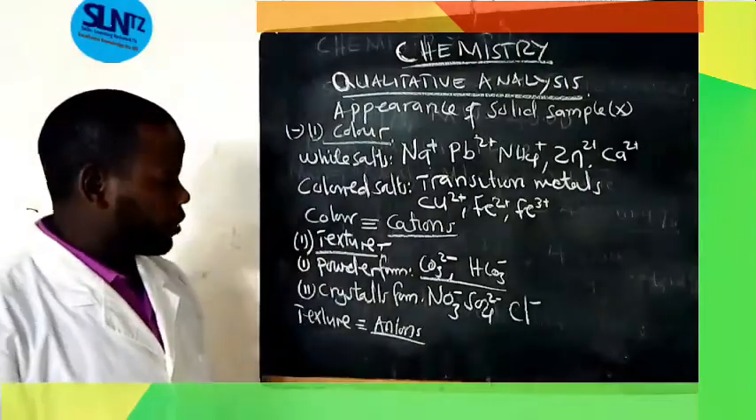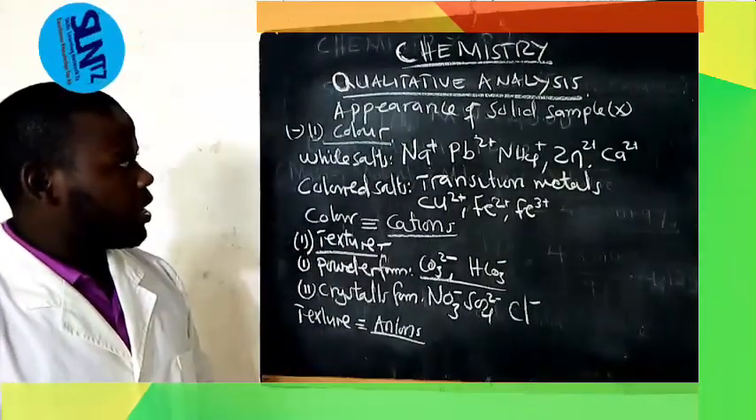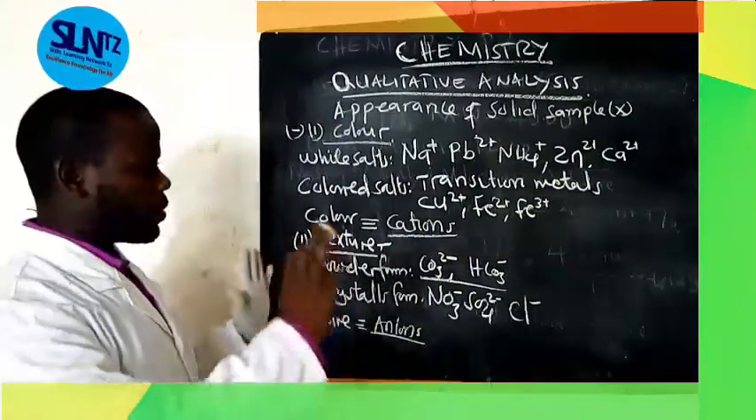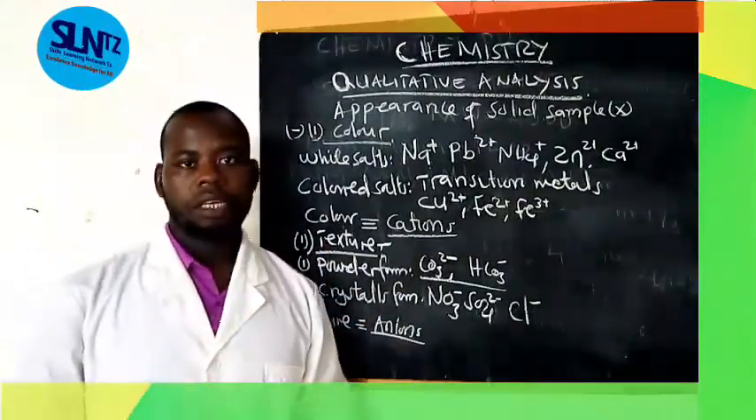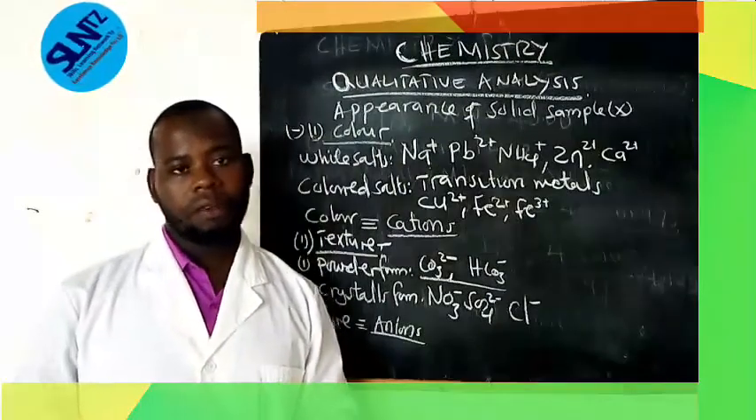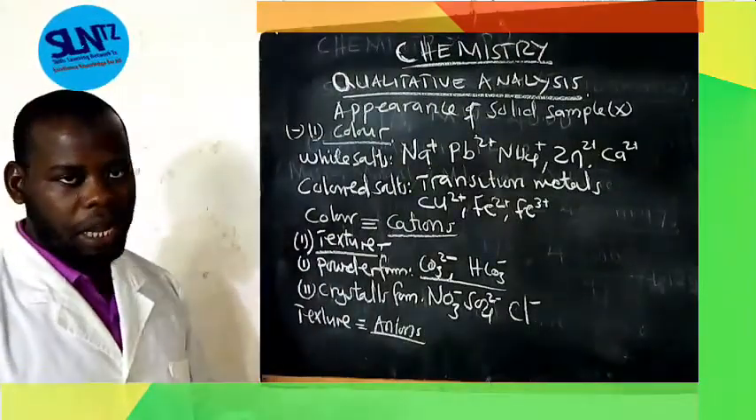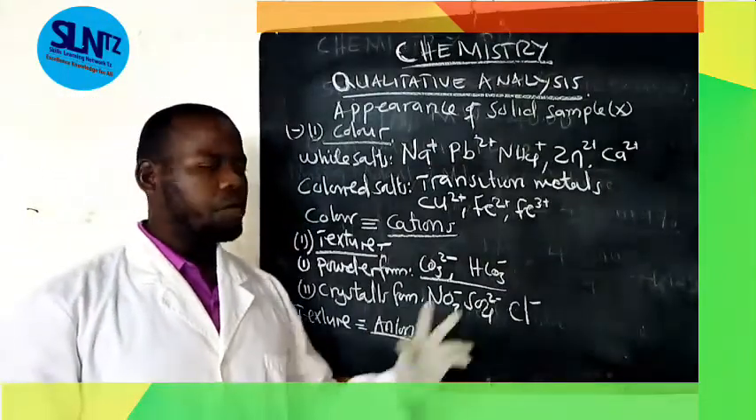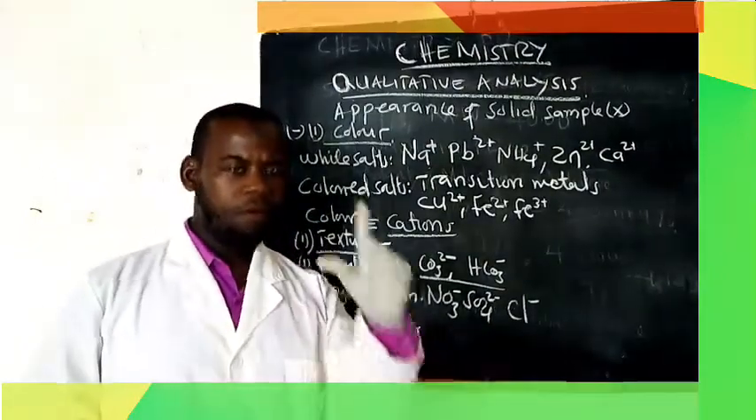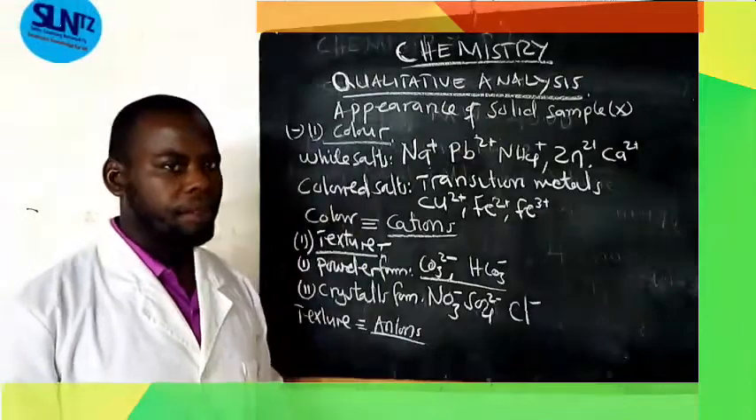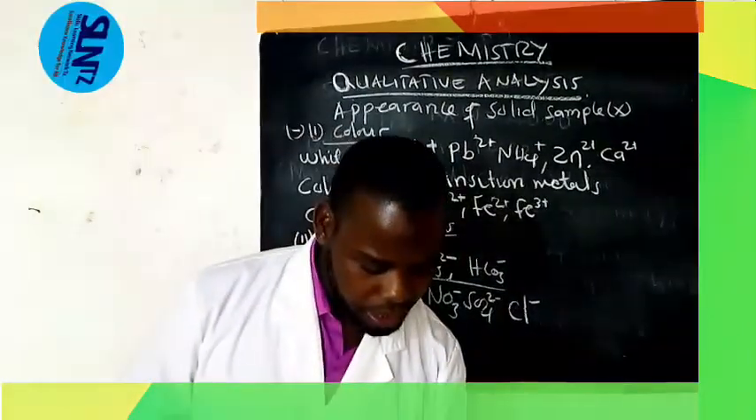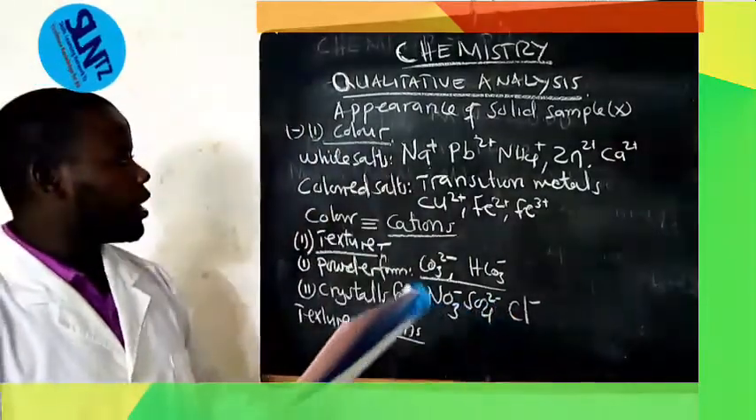That is our appearance. That is how you have to think, how to identify your sample through the appearance of a solid sample, or to identify your ions, cation and anion. Another step here, I will show you how to write the report for that appearance, because we have the current text.